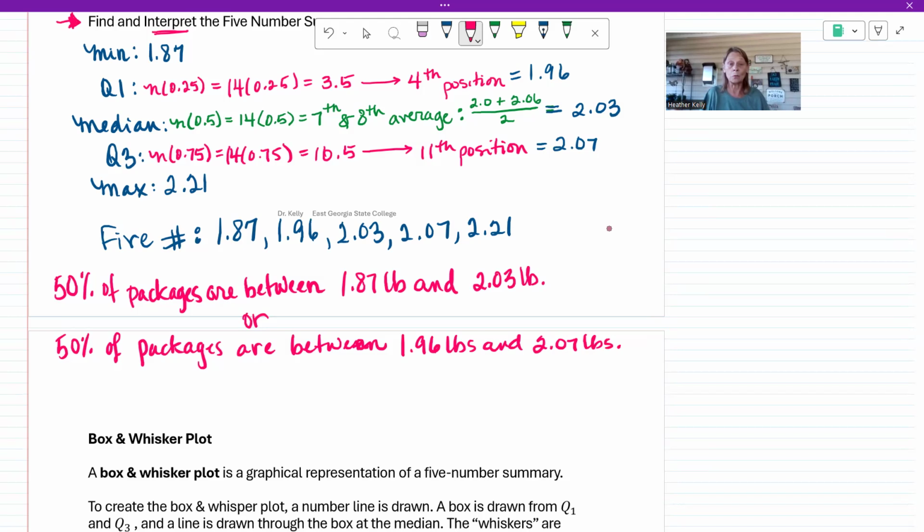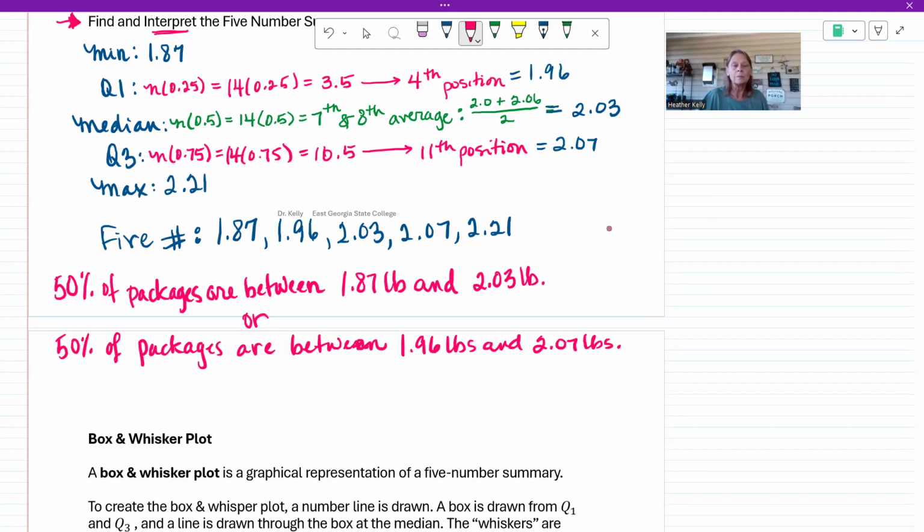Okay. You could also say 75% of the packages are under 2.07 pounds. You could say only 25% of the packages are over 2.07 pounds. There's a lot of things you could say here, but these are the 2 main obvious ones.